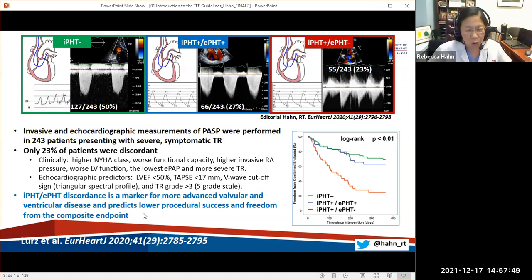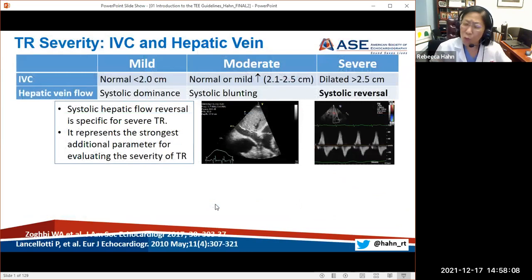The predictors of the discordance were advanced valvular disease, advanced ventricular disease, either left or right, and then symptomatology also. So New York Heart Association class, LV ejection fraction, et cetera. And it predicted lower procedural success, as well as increased mortality in patients who went for transcatheter repair.